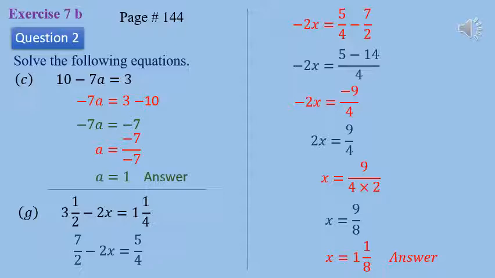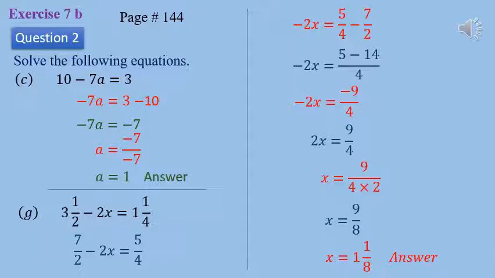After taking LCM, our equation becomes 2x is equal to 9 over 4. Minus 2x is equal to minus 9 over 4. On both sides there is a single term, so we can cancel the minus on both sides to make it positive. There is another way to make it positive: multiply both sides by minus 1. So now we have 2x is equal to 9 over 4.